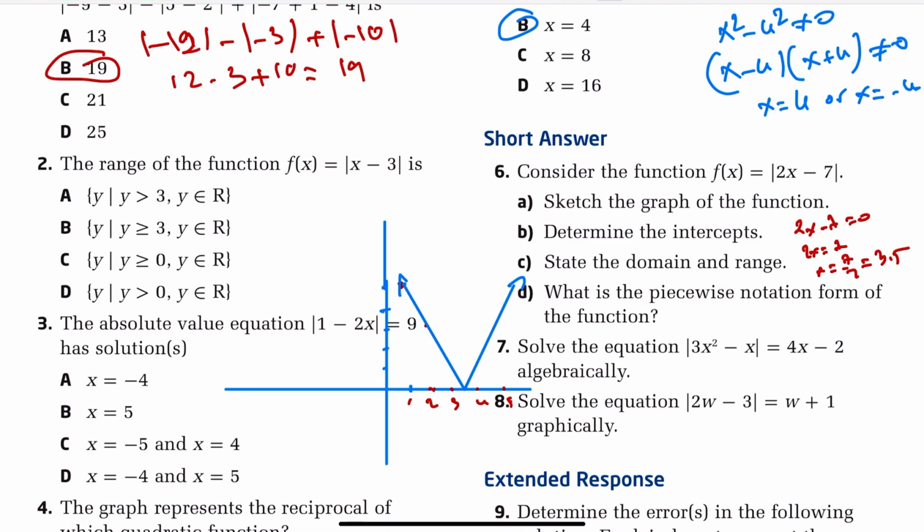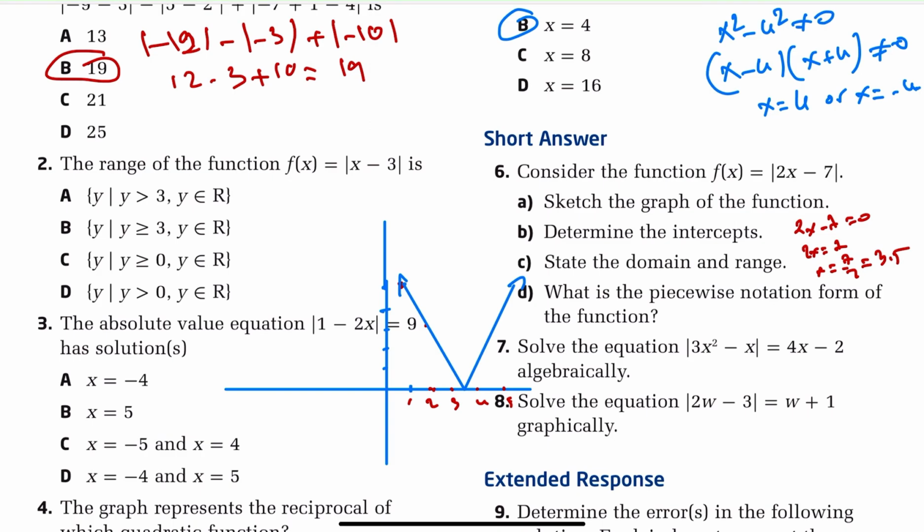This determines the intercept. So my intercept is 3.5. We just find it by putting this equal to 0 and solving for x. The domain is x in R, such that x is in R. This is the domain. The range is y such that y is positive.